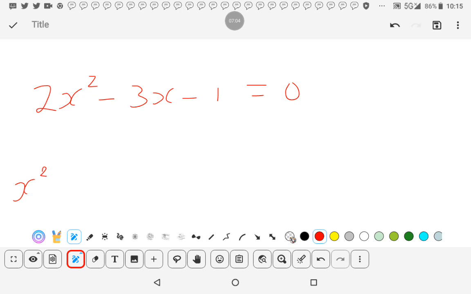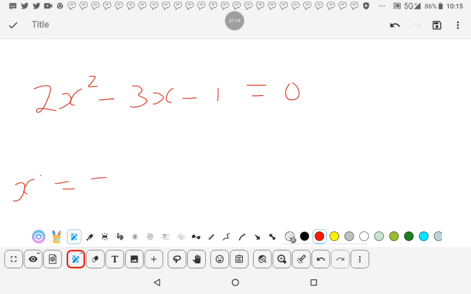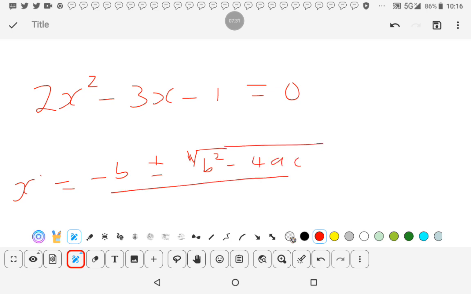x is equal to minus b plus or minus square root of d, which is b squared minus 4ac, over 2a. So you want to solve for x. The solution is very simple.